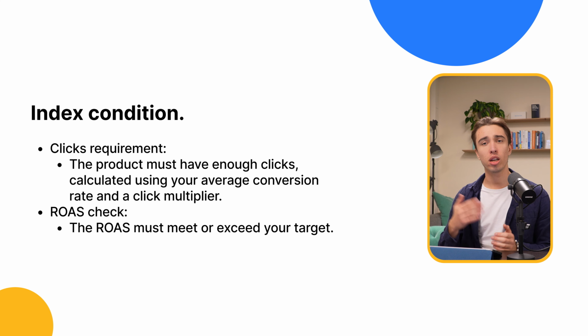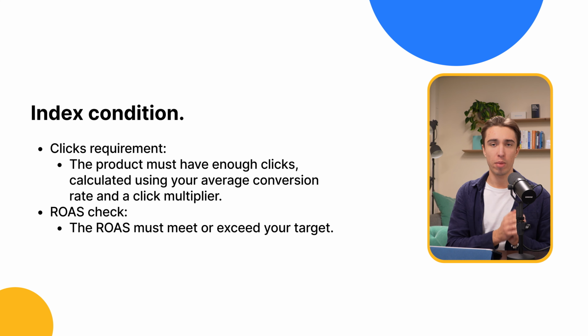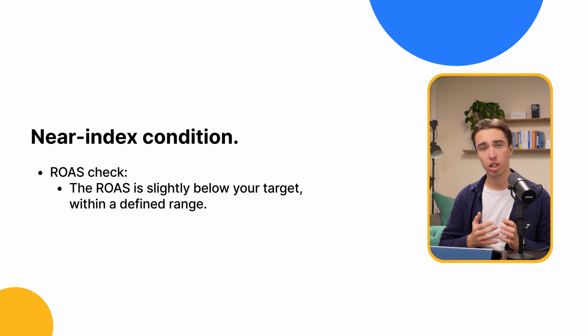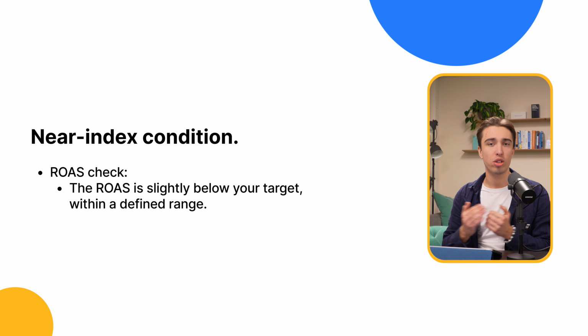Then the index condition. It works quite similar to the over index, but instead of having a significantly higher ROAS, it needs to meet or be a little bit over your target. That's the only difference, but it's also a good performing product. Then we have near index, and the condition for near index products is that the ROAS is slightly below the target, but within a defined range. So if you set your range to 20% and you set a ROAS target of 5, it has to be between 5 and 4. And there's no other check for this one, because it already checks for clicks and everything in the over index and index group.